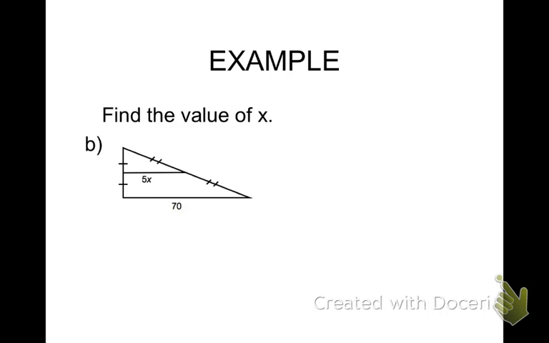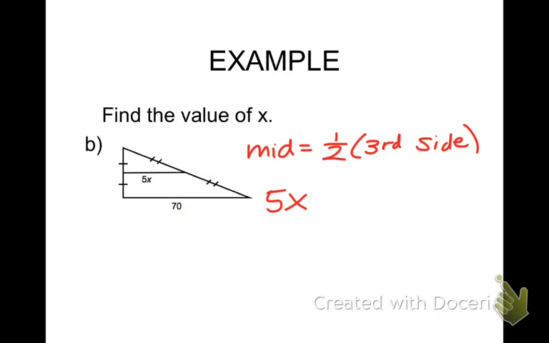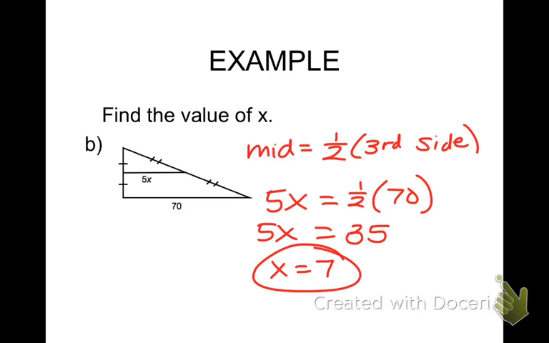So if we use that same concept, your mid-segment is equal to half your third side. What would my equation look like here? Now I have an algebraic expression. So what is my mid-segment's length in that diagram? Well, it's 5x, and that is equal to 1/2 of my third side, which is 70. So that's my equation. Half of 70 is 35. Divide by 5 and x is equal to 7. Good.